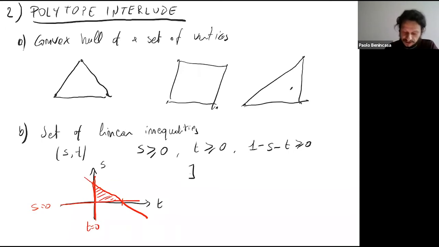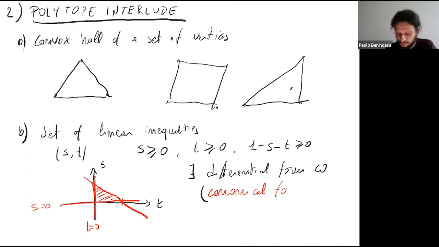So there exists a differential form, which I will indicate with omega, which is called the canonical form, which has the characteristic of having just logarithmic singularities. Okay, what does this mean?